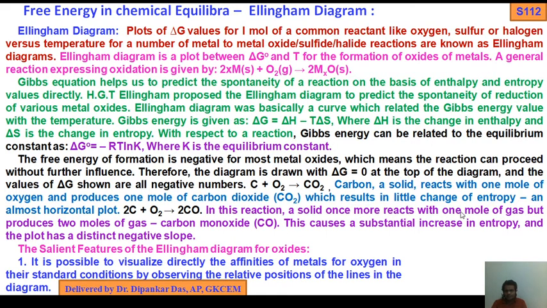Clear? The values of del G shown are all negative numbers. C plus O2 gives CO2. Carbon, a solid, reacts with 1 mole of oxygen and produces 1 mole of carbon dioxide, which results in little change of entropy. An almost horizontal plot.